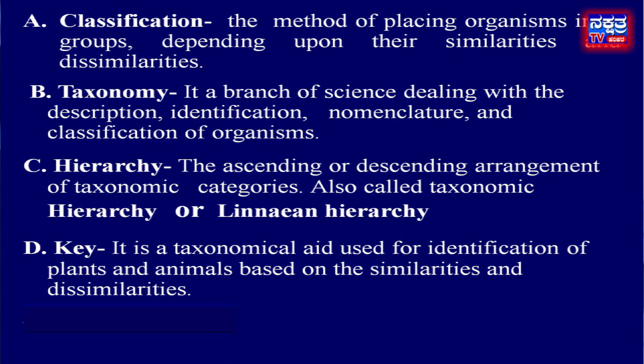In the given options, option A, classification. Classification is nothing but the method of placing organisms into groups depending upon their similarities and dissimilarities. This is classification. B, taxonomy. Taxonomy is a branch of science, a branch of biology. It deals with the study of identification, nomenclature and classification of organisms.